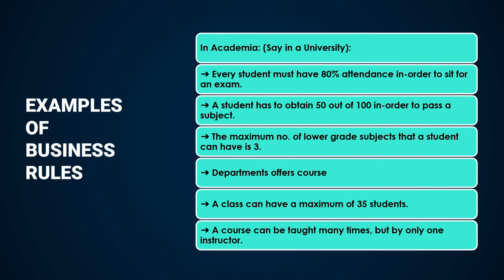In an academe, let's say in a university, these are examples of business rules. Every student must have at least 80% attendance in order to sit for an exam. A student has to obtain 50 out of 100 in order to pass a subject. The maximum number of lower grade subjects that a student can have is 3. Departments offer courses. A class must have a maximum of 35 students. A course can be taught many times but by only one instructor.